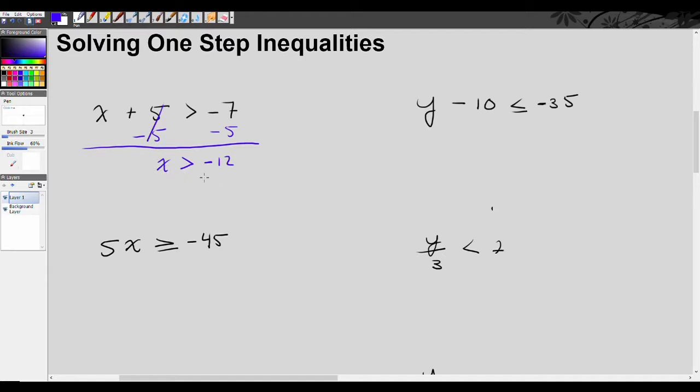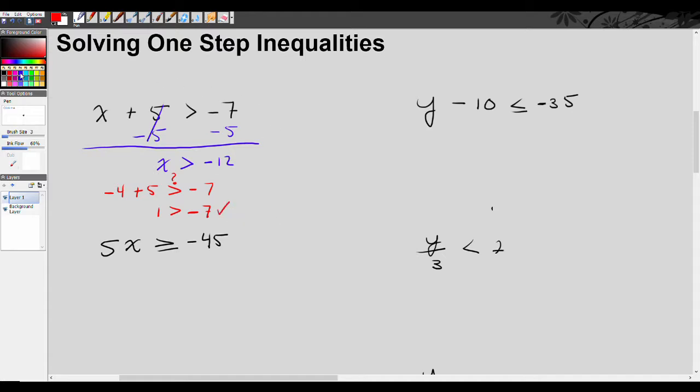Here my statement is x is greater than negative 12. So if I choose a value greater than negative 12, say for example negative 4, and plug it into this inequality, I can test whether or not it would give me a true statement. So now instead of writing x, I'm going to write negative 4 plus 5. Is that greater than negative 7? So here negative 4 plus 5 is 1, and 1 is most definitely greater than negative 7. So this is a true statement.